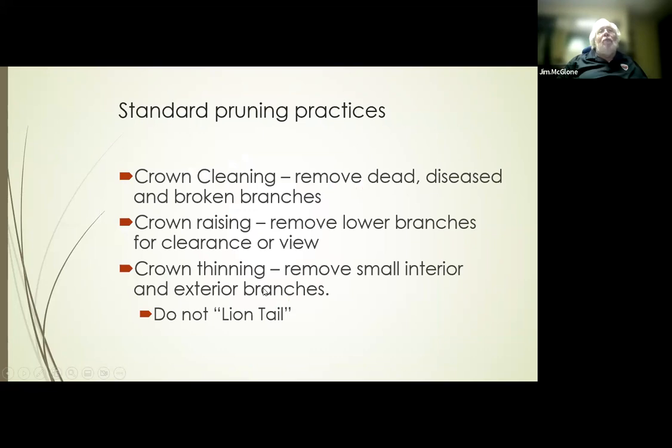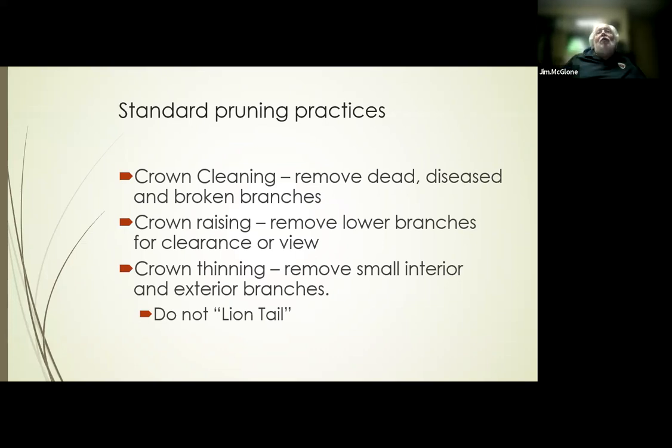Now, there are a few standard pruning practices that you encounter with mature trees. Crown cleaning, which is essentially removing those dead, diseased, and broken branches. Sometimes we do crown raising. This again is when we have issues with clearance. Here we're doing removal cuts on those lower branches. If they are exceeding that 1/3 aspect ratio, then we might do reduction cuts, especially if we are doing the crown raising for clearance. It may not work if you're doing it for the view.